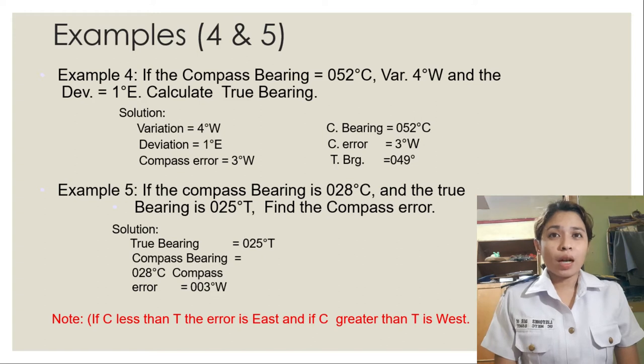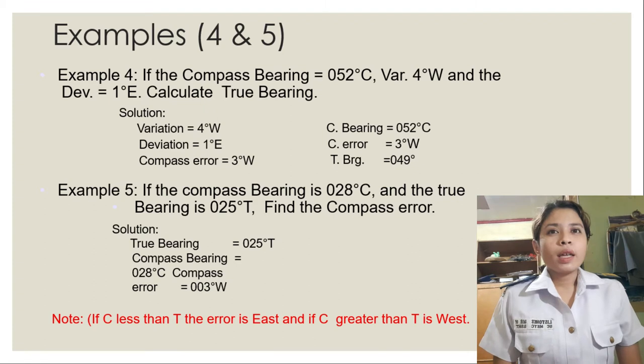Find the compass error. The solution is simple. We're just going to subtract them. True bearing is equal to 025 degrees true minus the compass bearing, which is 028 degrees. The answer, or the compass error, is equal to 3 degrees west.